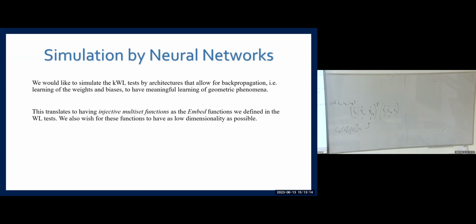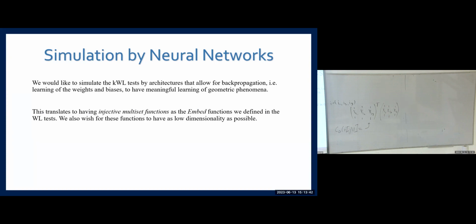Okay, so now this was the theoretical part. Now we would like to simulate these graph isomorphism tests by neural networks. Why? Because they're expressive and we show that they can distinguish all the point clouds. And in the literature in general, people are very interested in expressive models. Models work better, and this is why we want to implement these high-order KWL tests using neural networks.